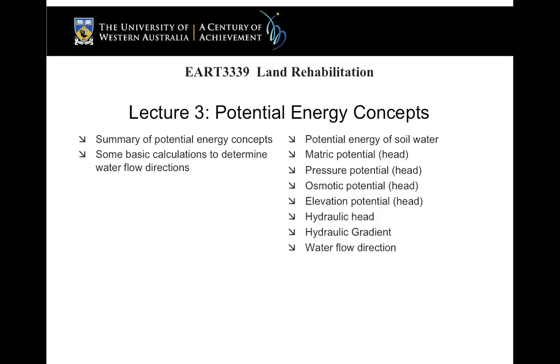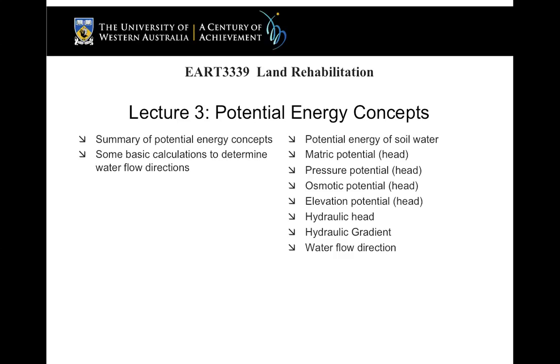So in today's lecture, we're going to talk about potential energy concepts and how we can use that to measure the direction of water flow in soil. Last week we talked about the water retention function, and essentially that describes how soils hold on to water when the soil is unsaturated. So when there's an air-water-soil interface, then water likes to stick to soil, and depending upon the pore size, water will be drawn into those smaller pores with various degrees of energy.